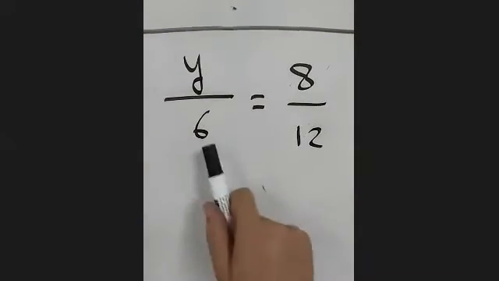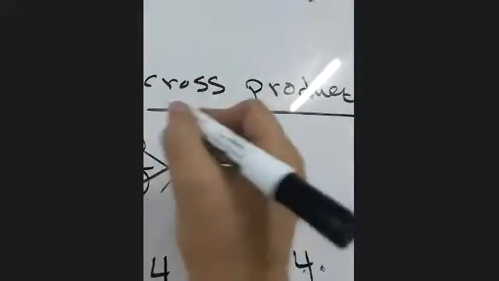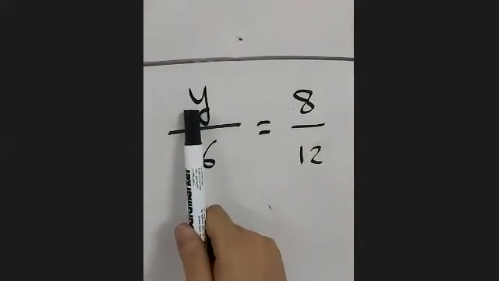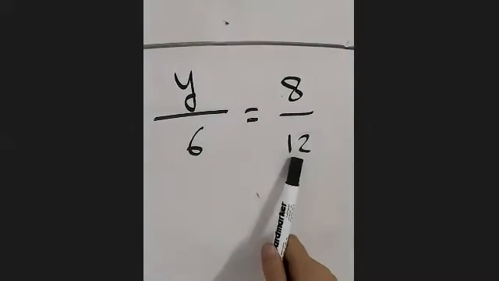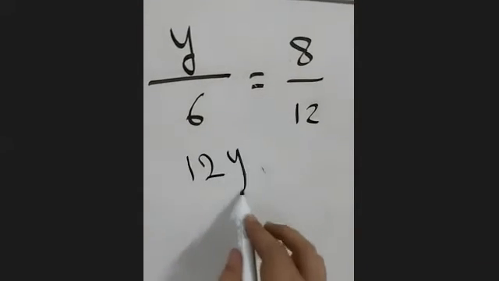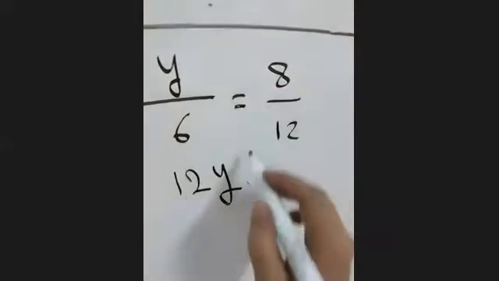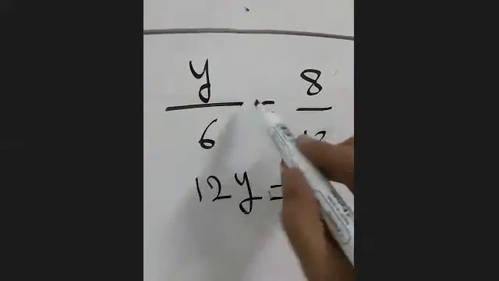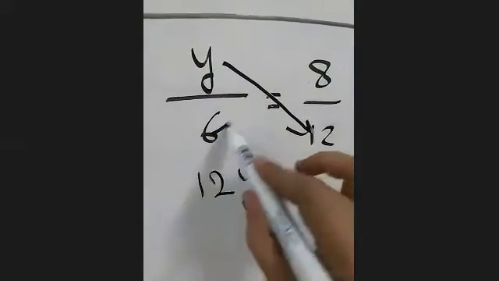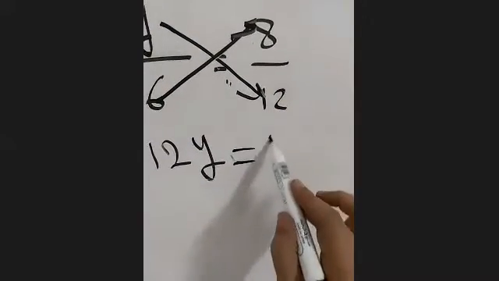We have 2 fractions, guys, with equal between them. In this case, we make something, we call it cross product. That's a cross product. Y multiply 12 is 12y. Equal comes down. Now, 6 multiply 8. Look, y multiply 12, 6 multiply 8, and the equal between them. Now, 6 multiply 8 is 48.